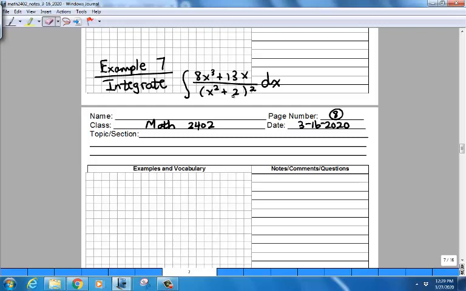I'm going to pause for a moment, and then we'll come back and we will look at how to integrate that with partial fractions.